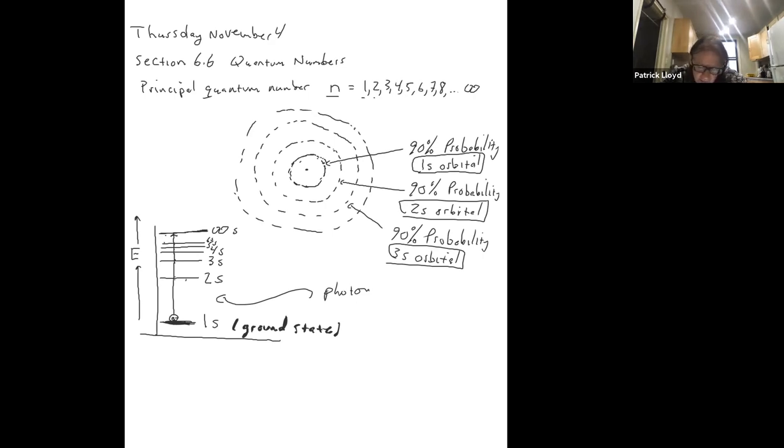Okay, all right. Let's talk about shape now. So we've talked about energy, the principal quantum number. The second quantum number, sometimes it's called the secondary quantum number. It has different names. Most commonly, it's called the angular momentum quantum number. So this is the second one, the angular momentum quantum number.